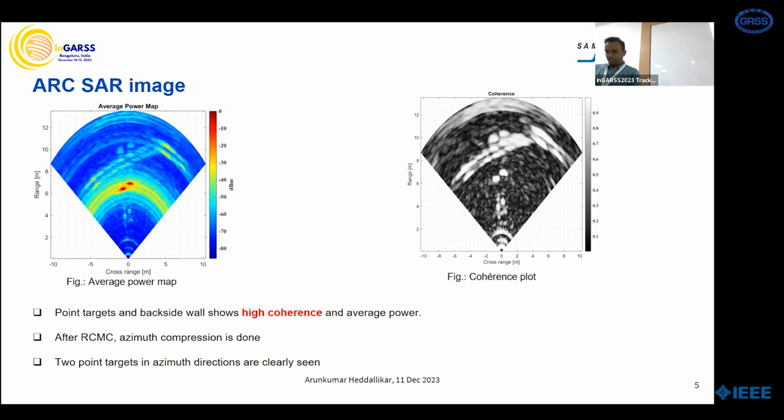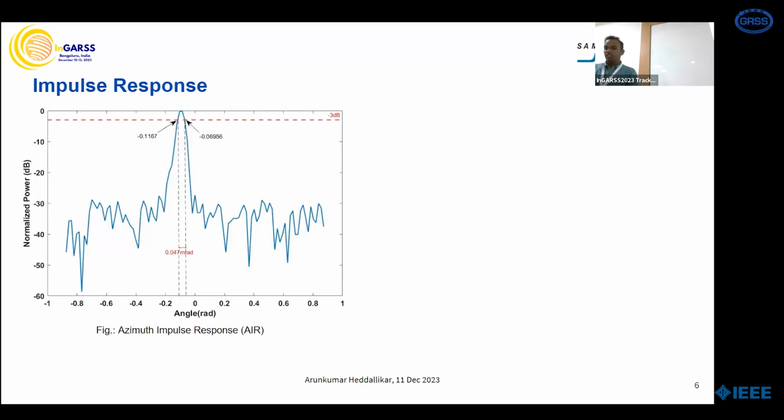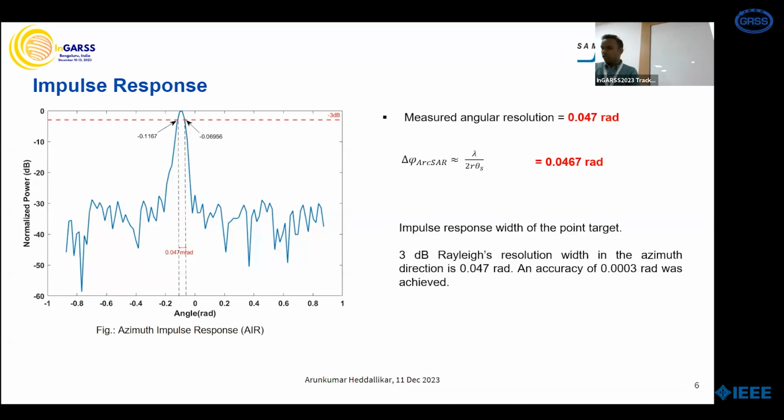After the SAR image generation, we looked at the impulse response, because to validate the quality of any SAR image, we have to see the azimuth impulse response of the SAR, which is coming around 0.0467 radian. The measured and estimated values are almost matching. This shows the quality of the test setup prepared.